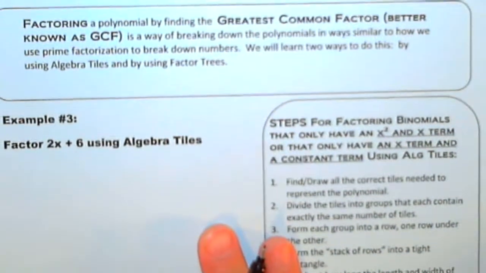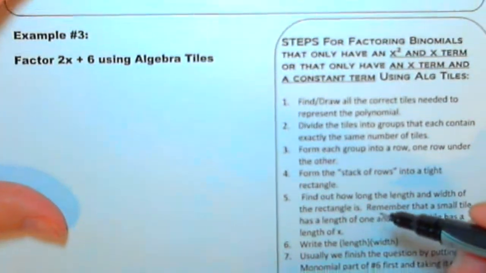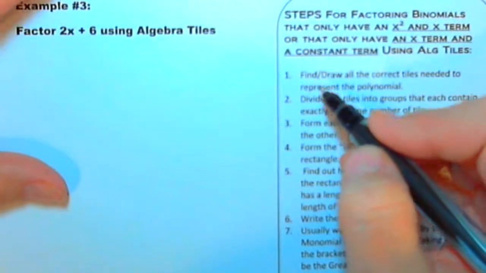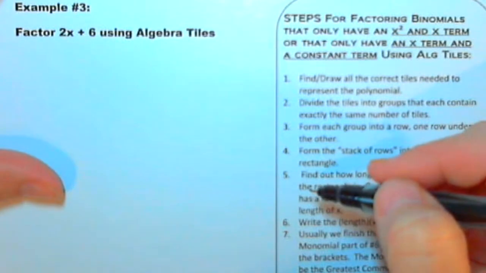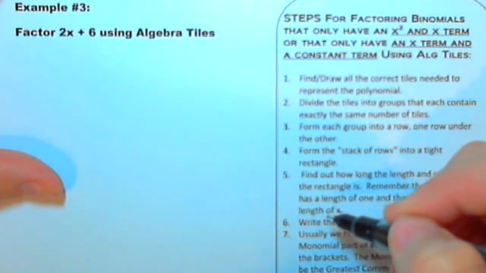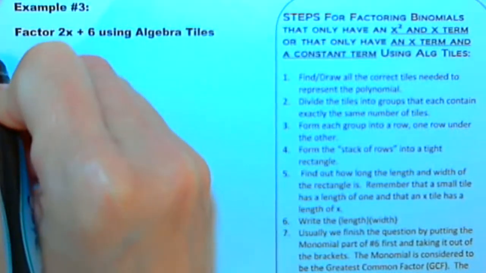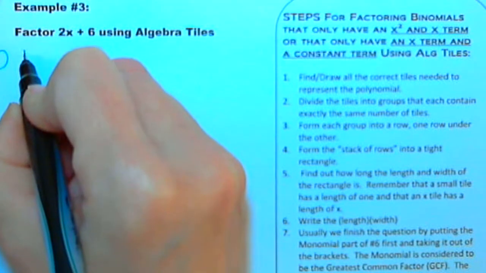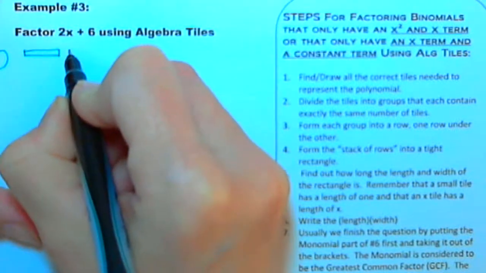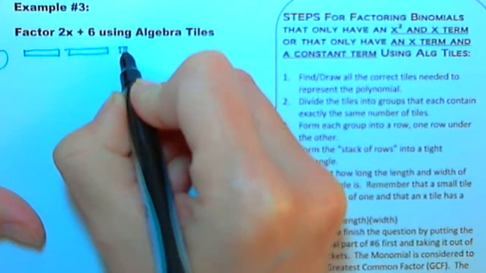On the side, I've given you, as usual, some steps. So if you find yourself getting lost or confused, these steps can help you find your way. So I'm going to do all of the steps to begin with here, and you're going to find that as you get better at this, you're going to be able to combine some of these steps in one shot. So first of all, it says to just draw the tiles that I need. So I need a couple of X tiles, and I'm going to choose to draw them this way. And I need 6 little ones.